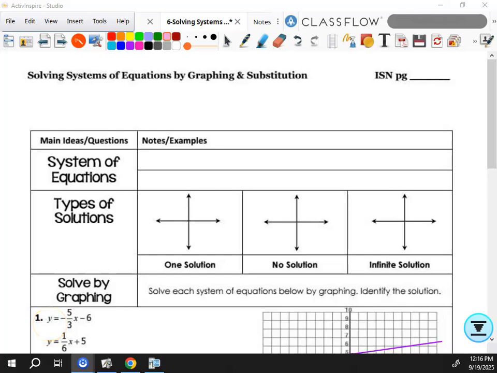All right, so the title of this is Solving Systems of Equations by Graphing and Substitution, but today's only graphing because substitution's in the back, which you don't have, which is fine. We're going to do this by hand to talk about a couple things. It's going to be quick and painless.